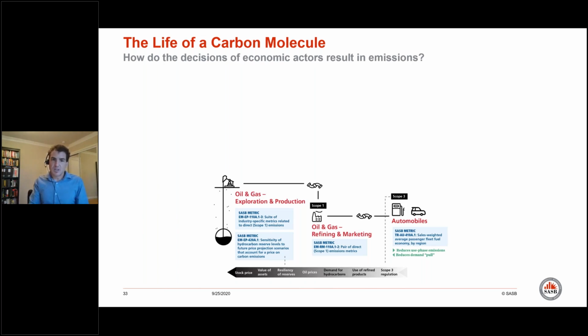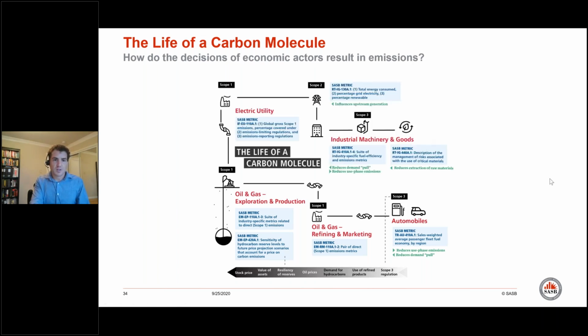So that's where SASB comes in, is we really help investors understand and answer these questions at each point along the value chain. And we help companies to report effectively to those investors. And so given each of these represent potentially financially material risk, this helps investors make decisions accordingly, which in aggregate can powerfully influence this value chain to drastically reduce emissions in response to these emerging climate risks. So that's what we refer to as this life of a carbon molecule.